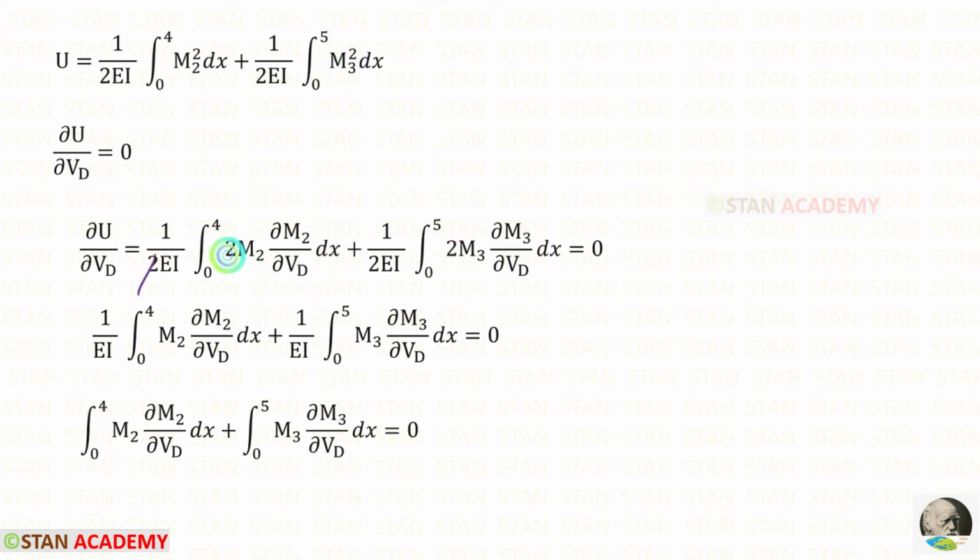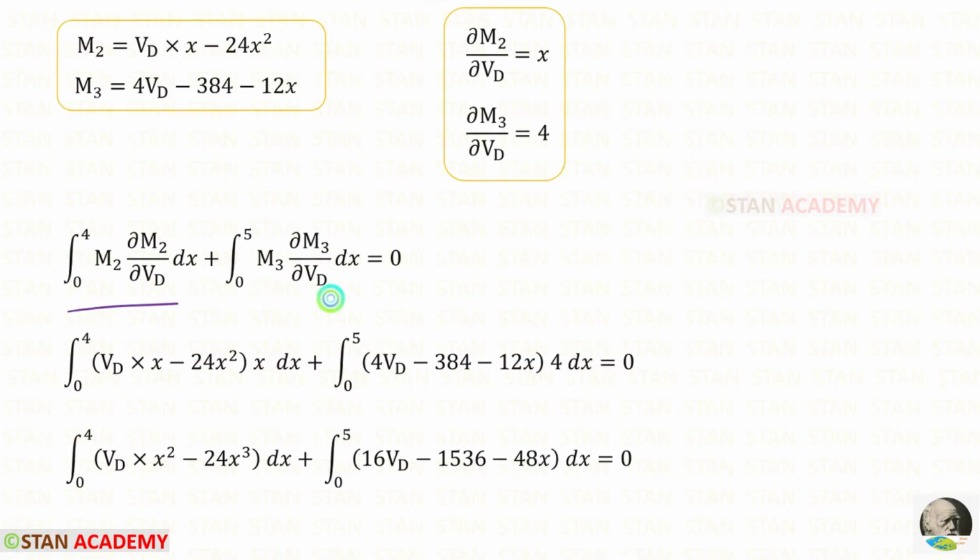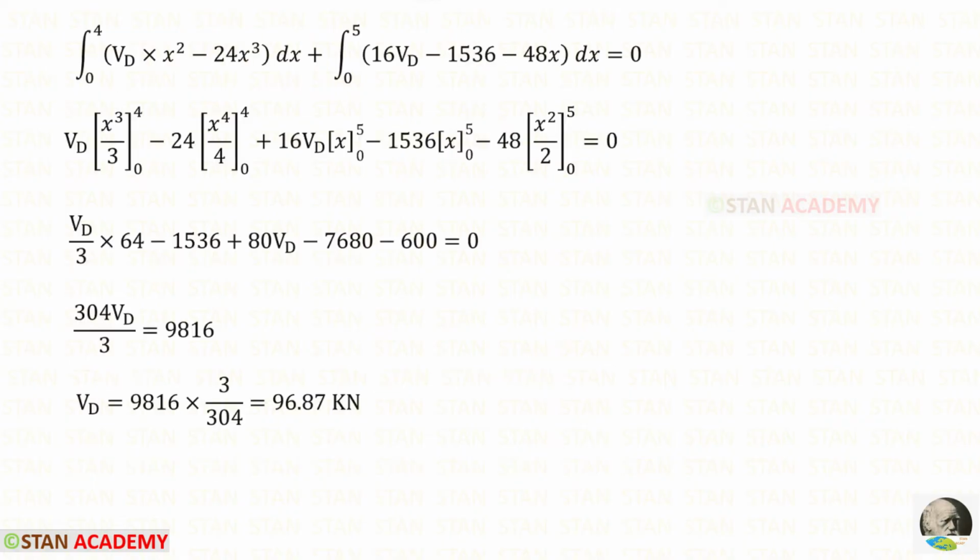We can eliminate 2. 1 upon EI is common. We can take it outside, and on the other side 0 into EI will be 0. In this equation, let us apply the moments and the differentiations. When we multiply these two, we will get this, and when we multiply these two, we will get this. After integrating and simplifying, we will get VD.